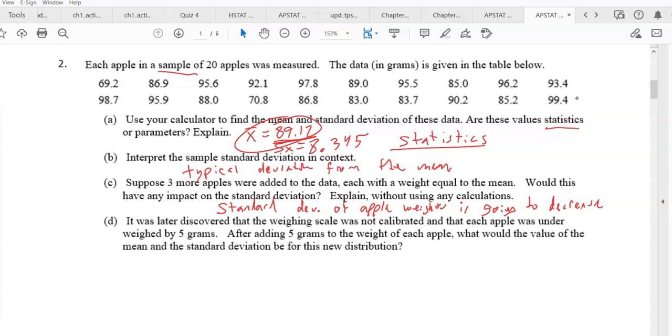It was later discovered that the weighing scale was not calibrated and each apple was underweight by 5 grams. So if you add 5 grams to the weight, everything gets 5 added to it. Would the value of the mean or the standard deviation change? Or what would they be? So the old mean was 89.12. So we're adding 5 to that, so that's going to be 94.12 grams.